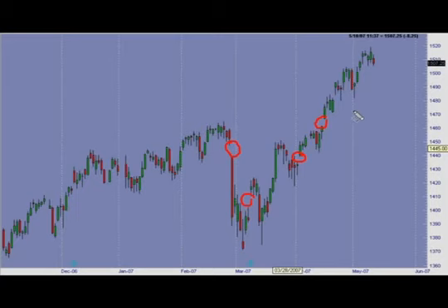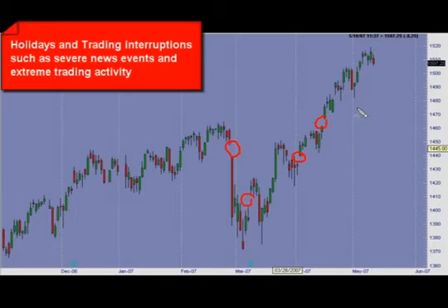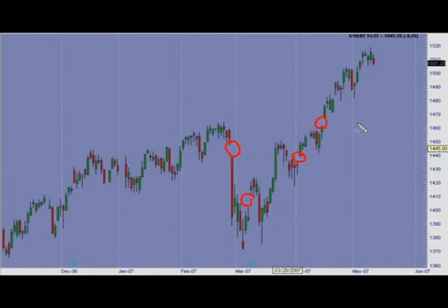Other interruptions that will impact the timing are holidays and market shutdowns for different reasons, such as news events, or the market has moved too quickly, too fast, and the market stops trading. In any event, these things need to be considered. Though not that frequent, they do play a role in impacting our decision as to where to set the timing of a reversal.